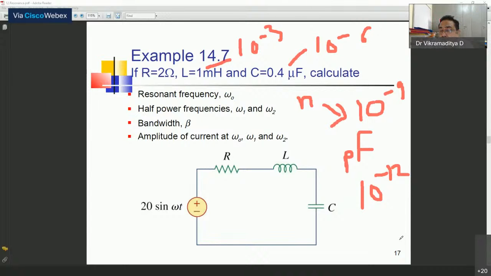The half power frequencies you can easily find out by the given formula. Bandwidth is nothing but omega 2 minus omega 1, and then the amplitude of current at omega naught, omega 1, and omega 2. So by the half power frequency, you can find out the half power, then you can find out the corresponding value of the amplitude of current.